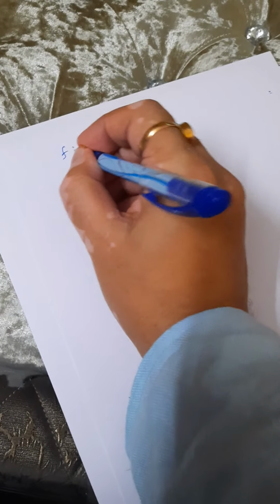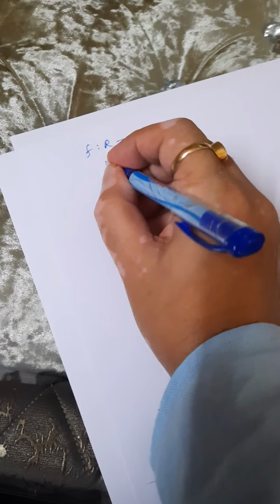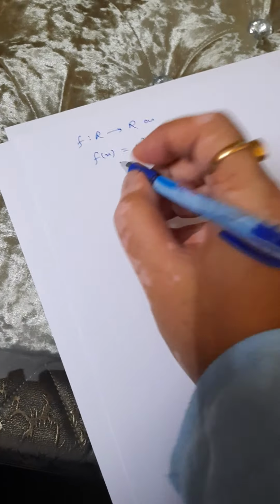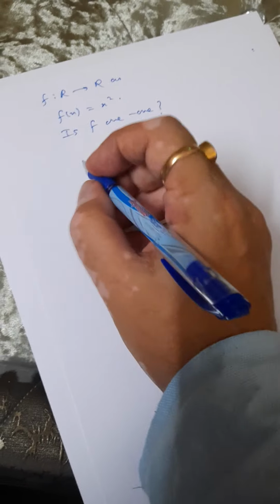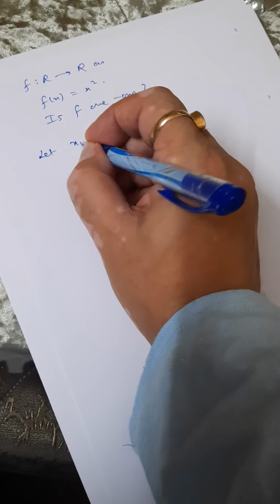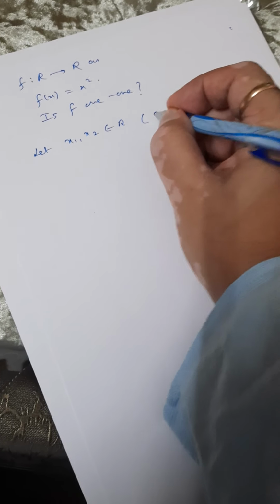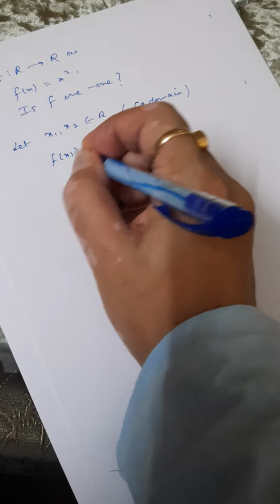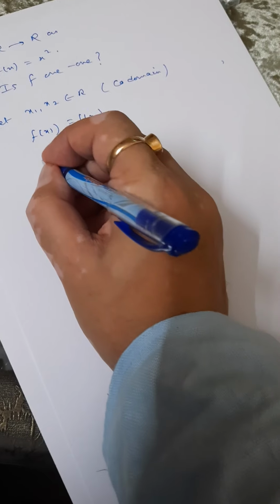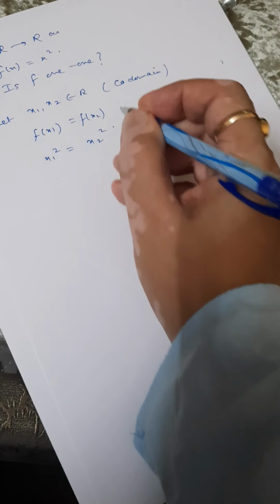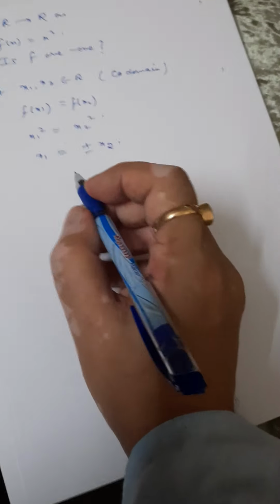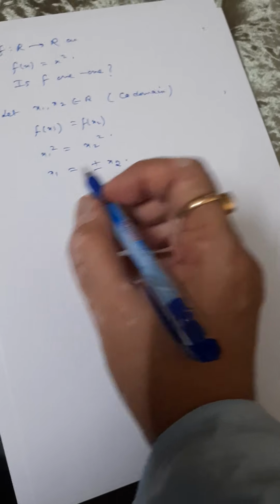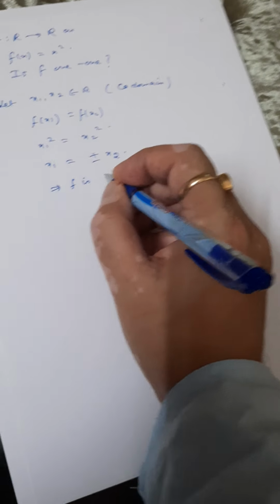I define function f from R to R as f(x) equals x square. Is f one-one? Answer is no. Let x1 and x2 belong to R. Now you have f of x1 equals f of x2 implies x1 square equals x2 square. This will give you x1 equals plus minus x2. Now x1 equals x2, but x1 equals minus x2 also, so f is not one-one.